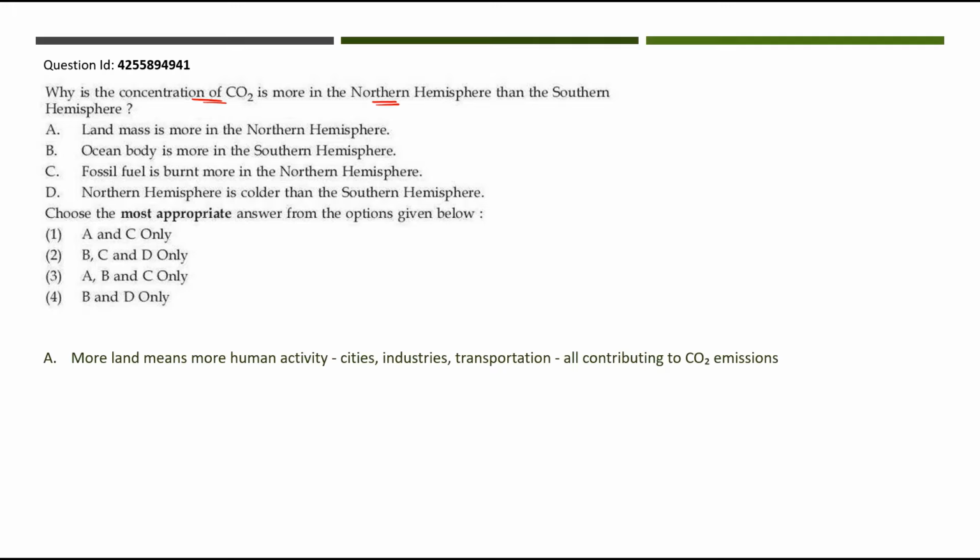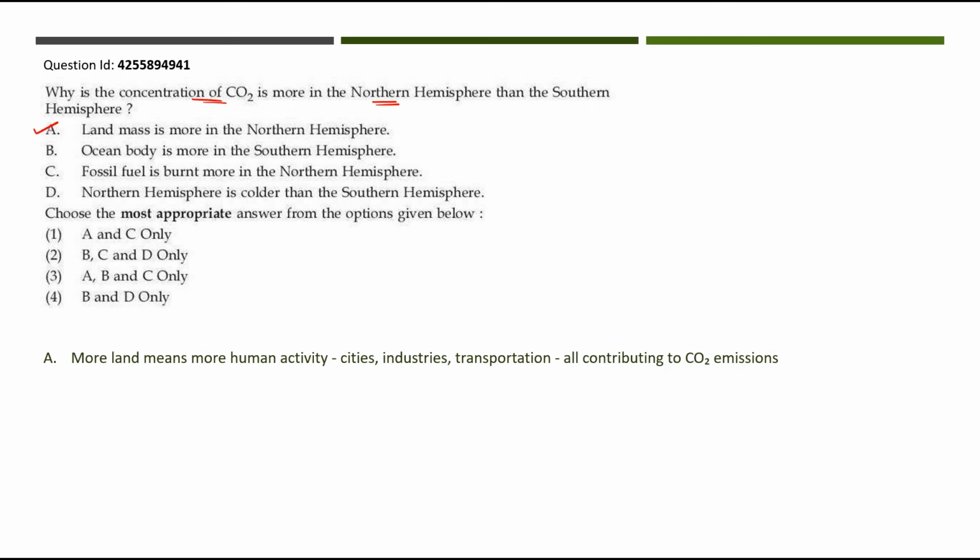More land means more human activities are present. So when there are cities, there will be industries and because of industries there will be lots of transportation. All these will be contributing to carbon dioxide emission. So definitely A is a reason.